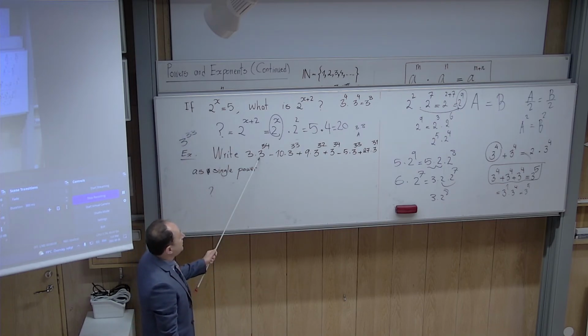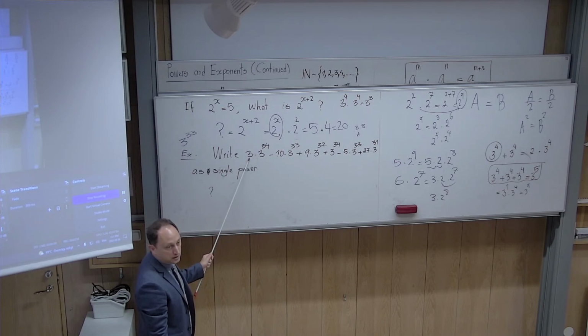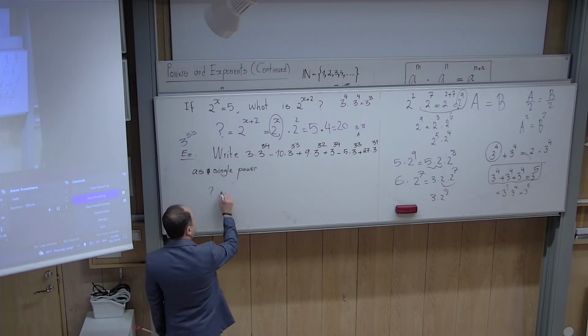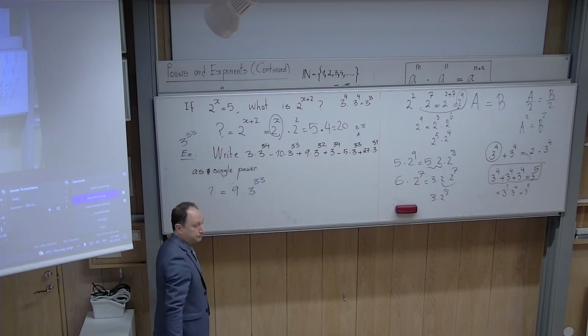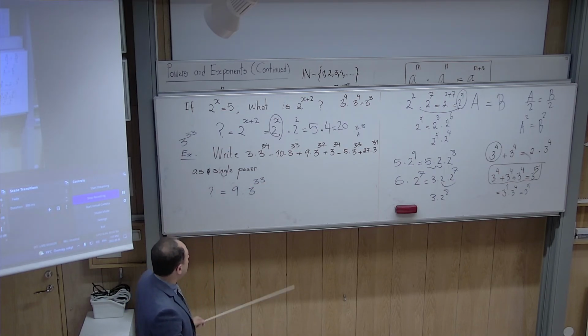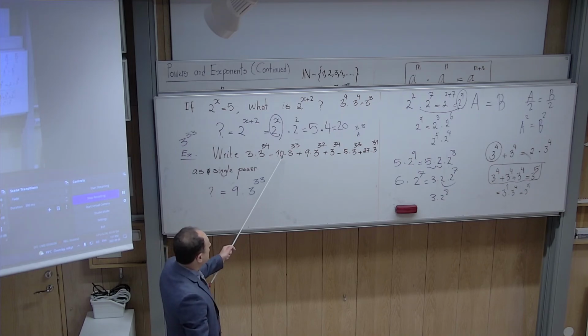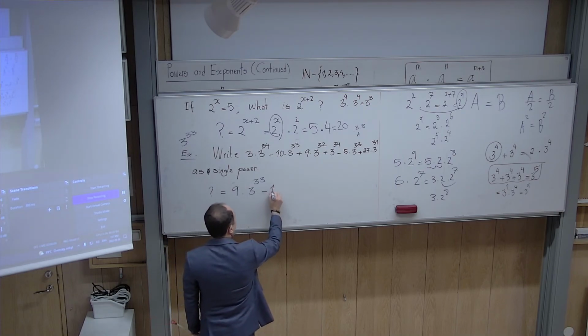So my strategy is to stick to this number. Here I have an extra 3, so I have to take it out and put it here. So what's the answer? 9 times 3 to the power of 33. Yes. And then I go here. Do I need to change anything? No, it's already according to my strategy, so I just write it down.